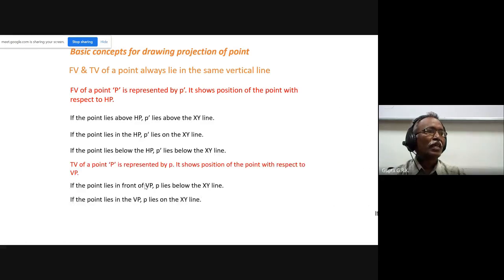So this is the way it happens. If the point lies above HP, front view lies above xy; on the HP, on the xy; below HP, below xy. And if the point is in front of VP, top view is below xy; lies on the VP, top view on the xy; and if the point lies behind the VP, top view lies above xy.